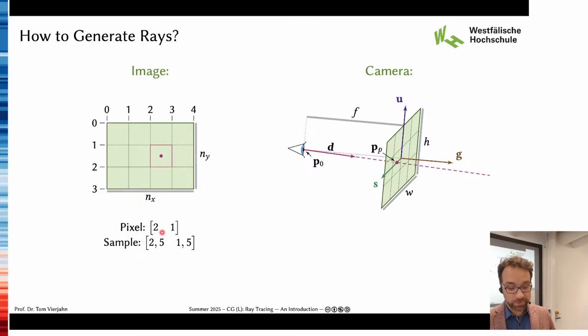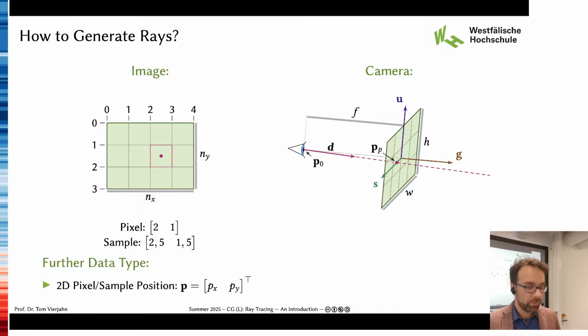So careful, if we want to paint pixel 2, 1, we need to sample pixel position 2.5, 1.5, in order to generate the ray through the center of this pixel, the ray to the position on the image plane that is equivalent to the pixel in the 2D array of colors represented in the computer. And then we have a camera.